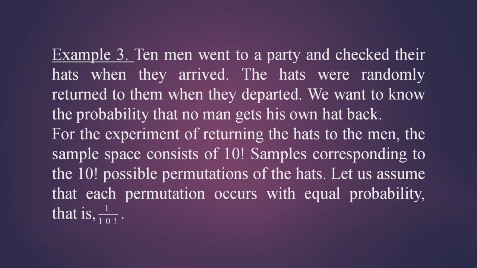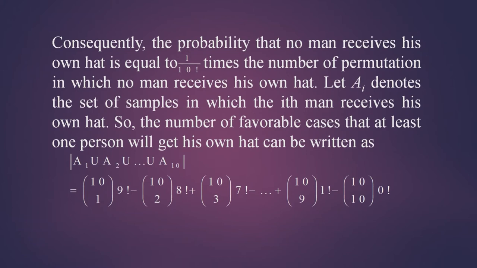For the experiment of returning the hats to the men, the sample space consists of 10 factorial samples corresponding to the 10 factorial possible permutations of the hats. Let us assume that each permutation occurs with equal probability, that is 1 by 10 factorial. Consequently, the probability that no man receives his own hat is equal to 1 by 10 factorial times the number of permutations in which no man receives his own hat.